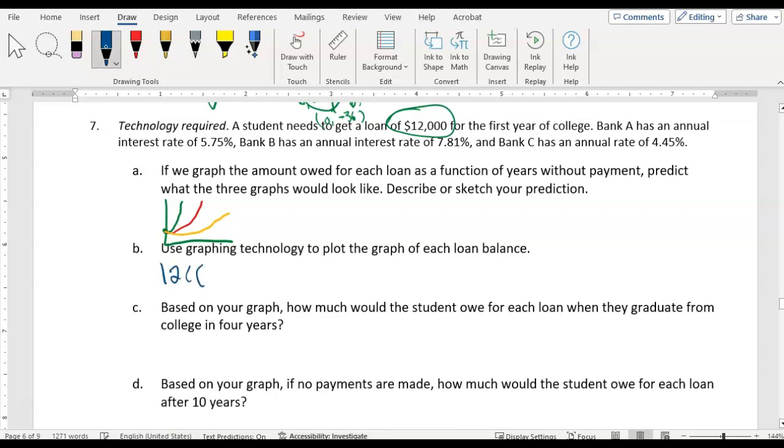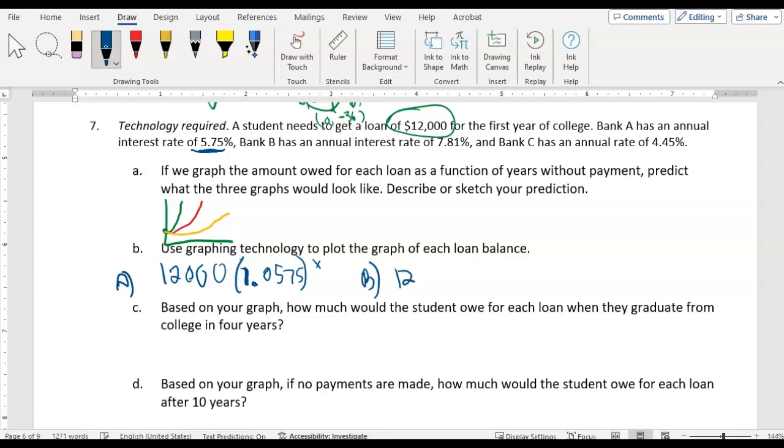So A would be 12,000 times. Now, our factor here for A is going to be increasing, right? So we're going to add 1. Remember, if it's increasing, we're adding 1 to the percent, and then writing the percent as a decimal. So 5.75% is 0.0575 in decimal form. And then this is exponential, so time goes in the exponent. That's A. Then we're going to do B.